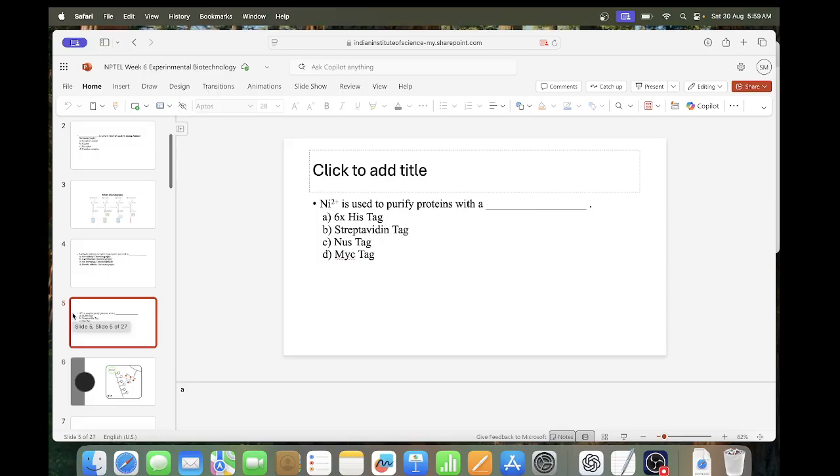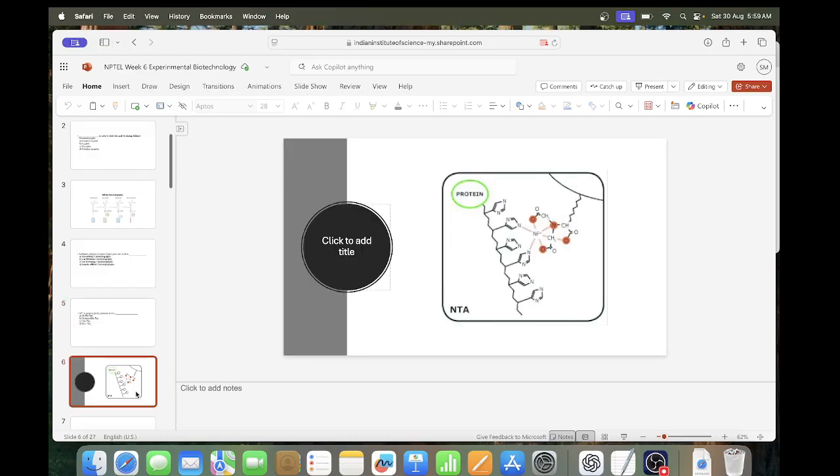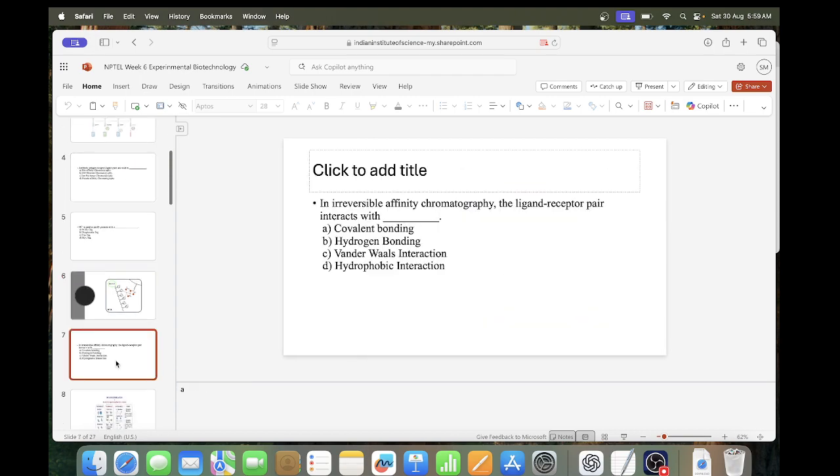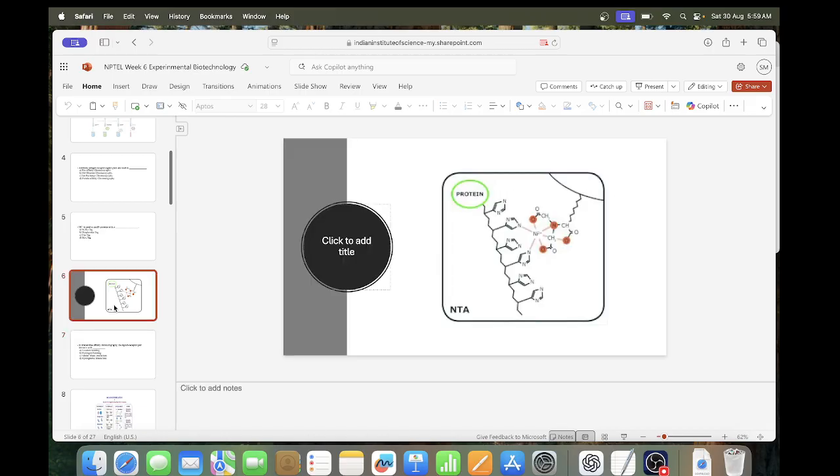And finally, MIC tag. MIC tag is something that is used for secretion of protein to the exteriors of the cell. This is just a representation for nickel NTA. Here is what I meant as the three-dimensional coordination geometry.